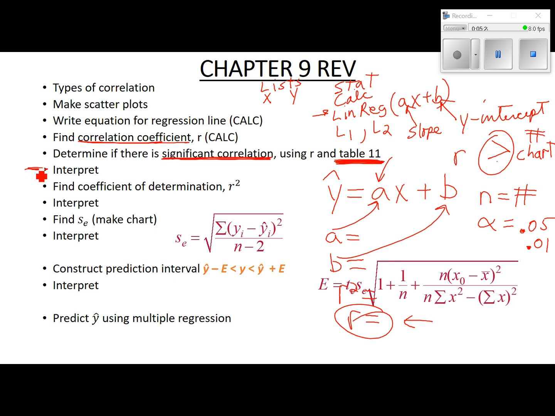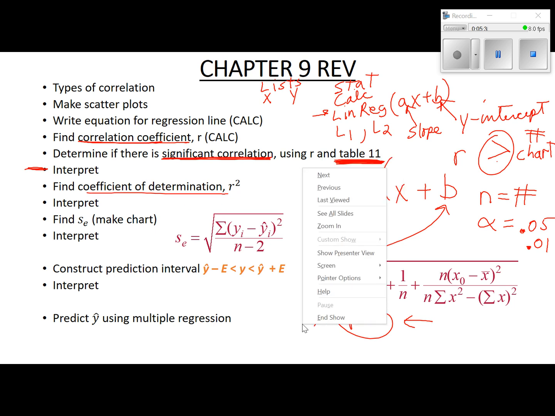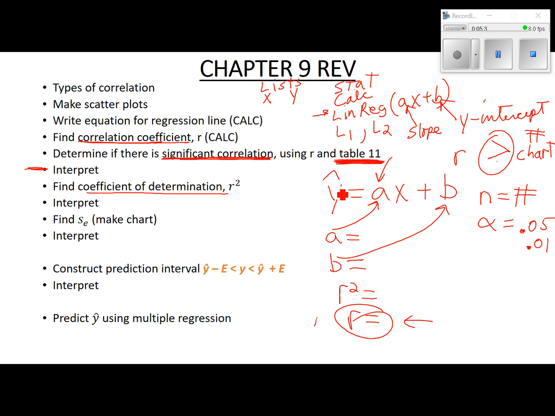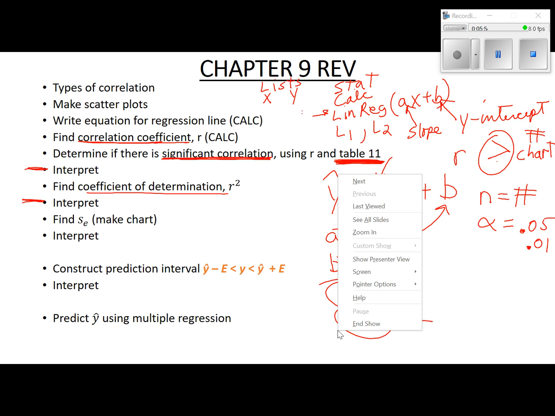Be able to find your coefficient of determination. That's your R squared. Well, if you did everything right on this other stuff, it's going to tell you R squared there, so that'll be that, and you have to be able to interpret that. We'll talk about that on another slide. Be able to find your SE, your standard error of estimate. I'm going to erase all this.